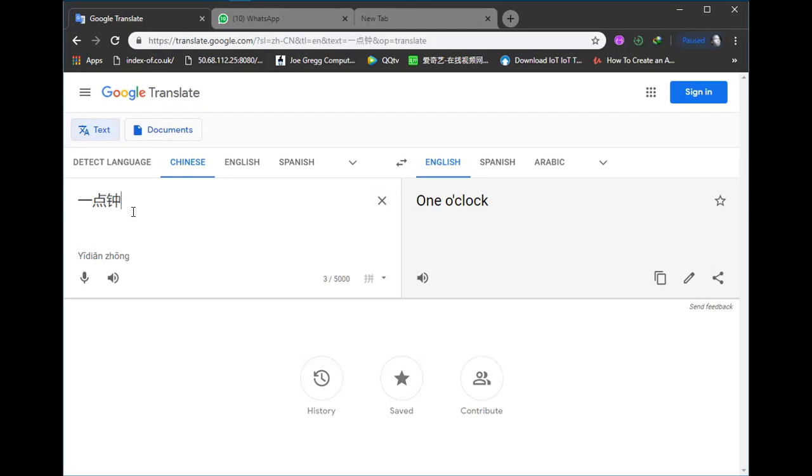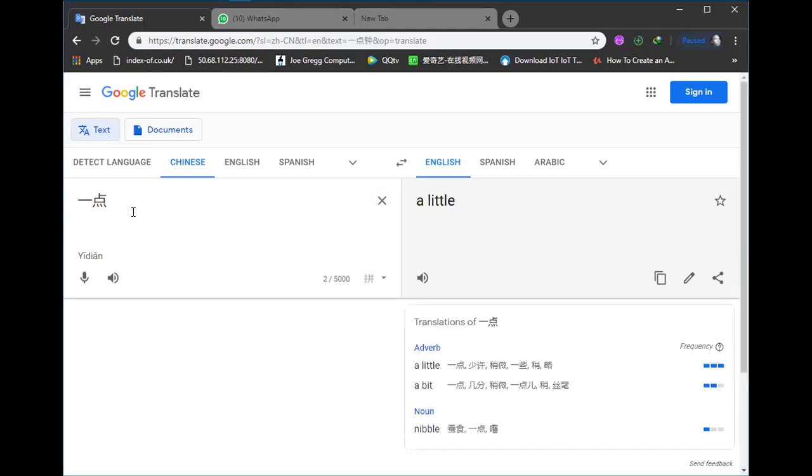If you remove the Zhong, what does Yi Dian mean? What does Yi Dian mean? Yi Dian. Okay.